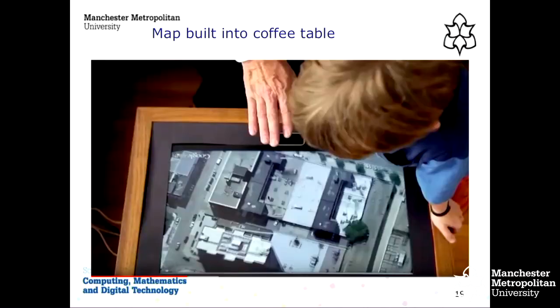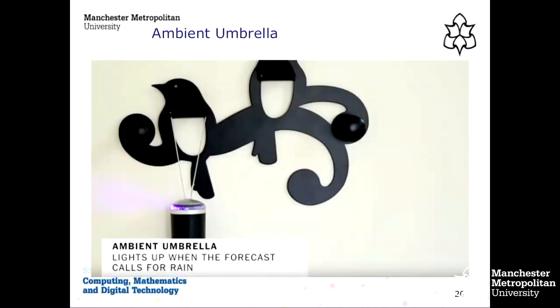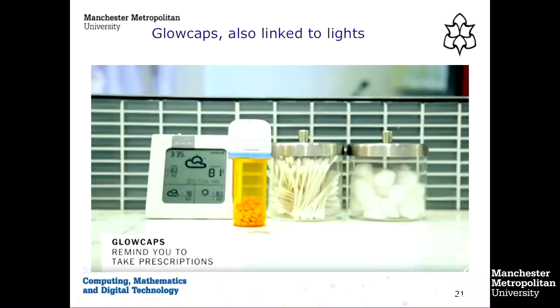Things like building these ideas into everyday objects like coffee tables, where there's a map built into a coffee table, for the way you want to discuss with people, share and interact with different aspects of it, like looking at a map. Discussing family holidays, or again, we're talking now about family homes, but they are a big part of the market for these. And as I say, this ambient umbrella lights up when the forecast calls for rain. It's just hanging by the door, saying, just pick me up on the way out, will you? So they're all interacting with you, but not necessarily always through a screen.